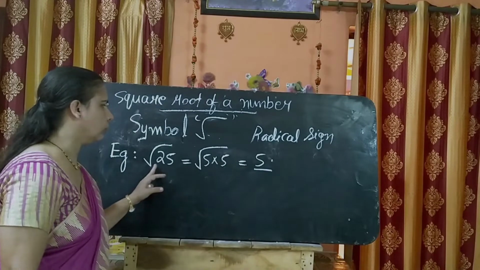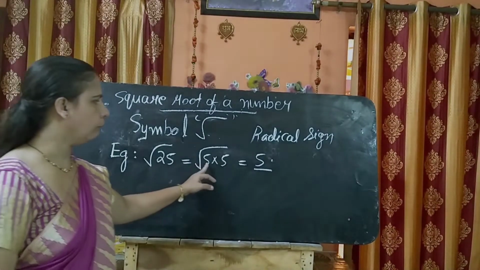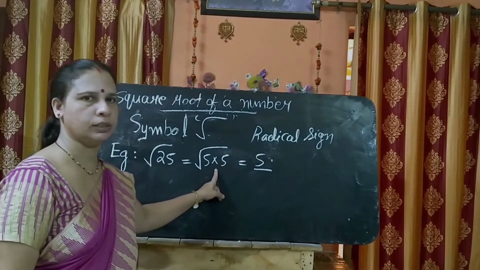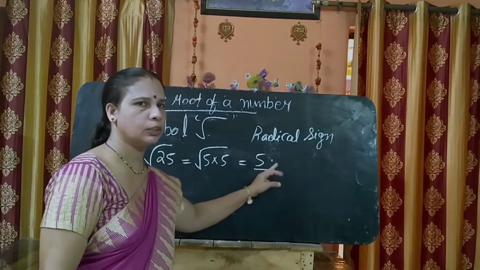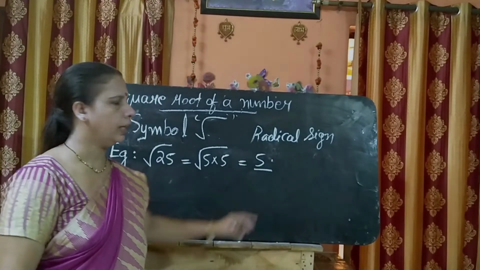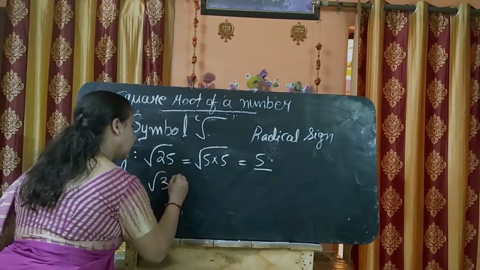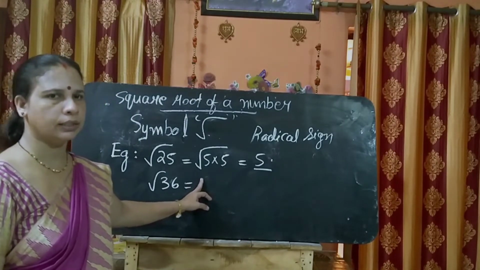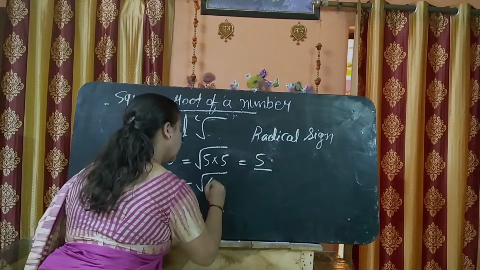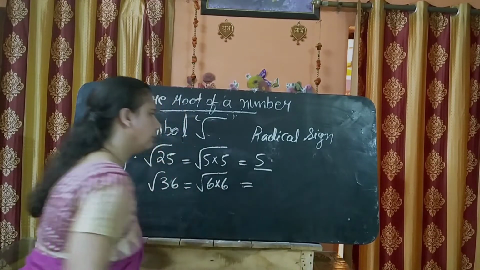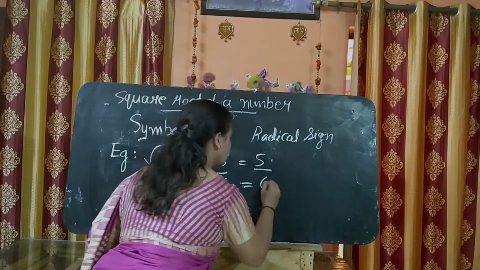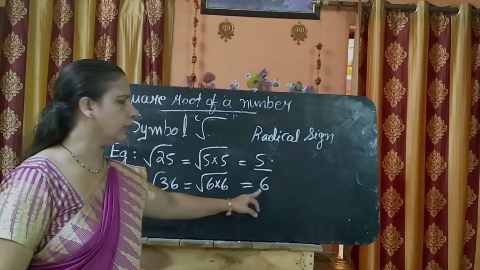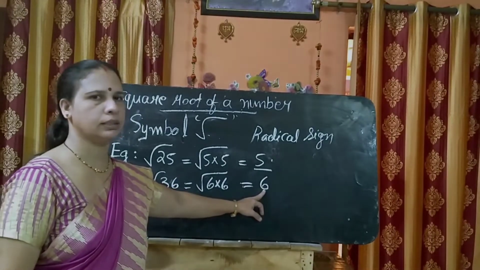Once more, root 25 equals root of 5 into 5. Then we will take only one from these two 5s. That is 5. What is the square root of 25? 5. Another example. Root 36 equals root of 6 into 6 equals 6. We will take only one 6 from these two 6s. Then the square root of 36 equals 6.